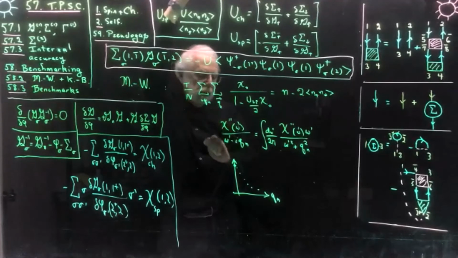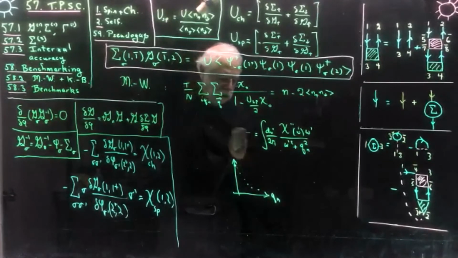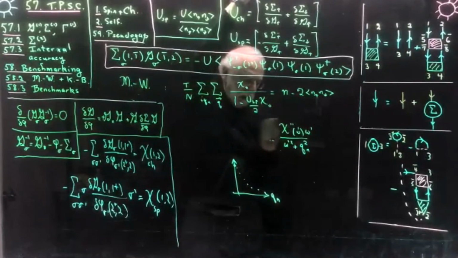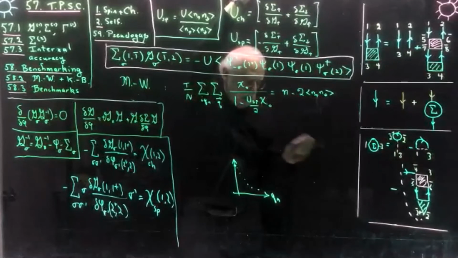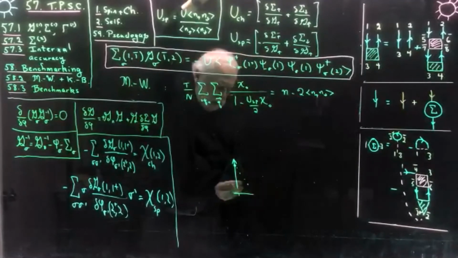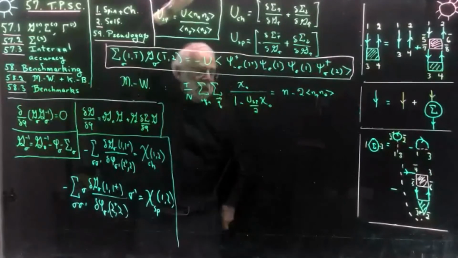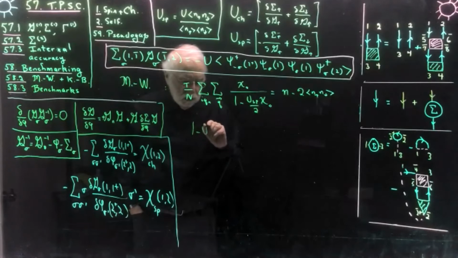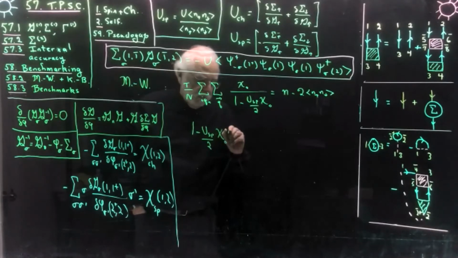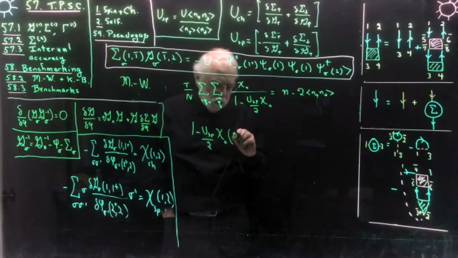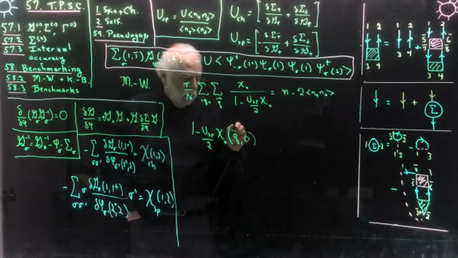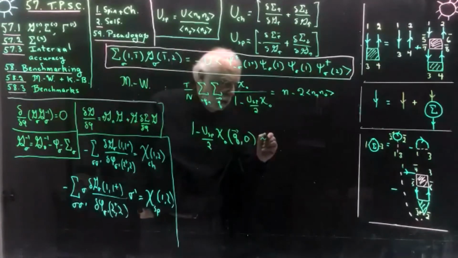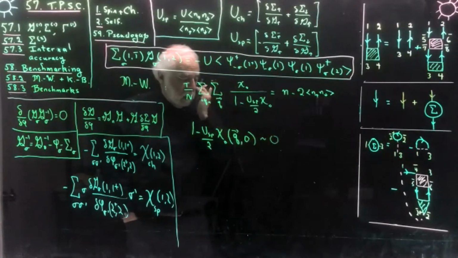So let's focus just on this quantity then at Ωn equals 0. Then what we see is that 1 minus U_spin over 2 times χ0 of q, 0. There will be a wave vector q where this will eventually vanish if there was a phase transition.